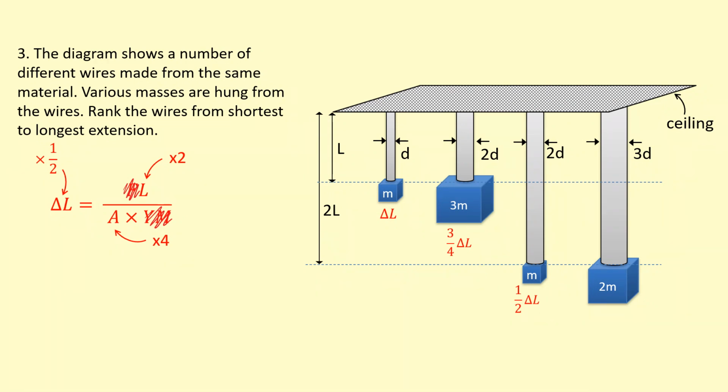Okay, finally comparing the last wire, it's got 2m hanging on it, so it's going to be times 2 the force. And the original length compared to the first wire is going to be times 2 as well. Cross-section area, now this wire has a diameter 3 times larger, so that's going to get squared, so that becomes times 9. So we've got 4 over 9 here. So 4 over 9 is approximately 0.44 delta L. So if we rank this with the smallest extension, it's actually the final wire, followed by the third, and so on. And so actually it's in that reverse order.